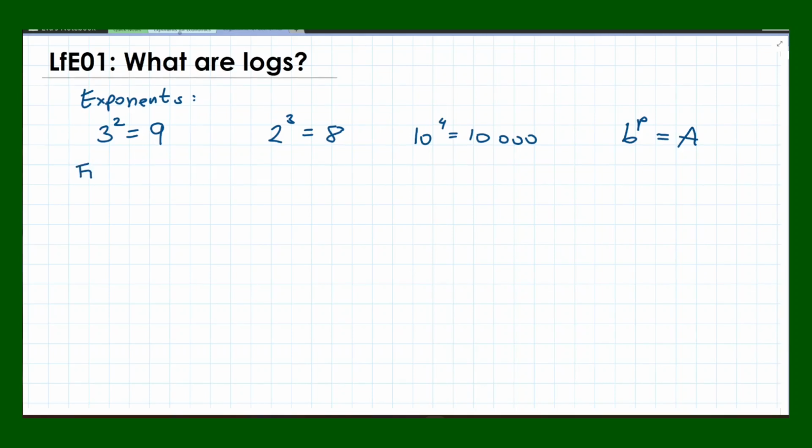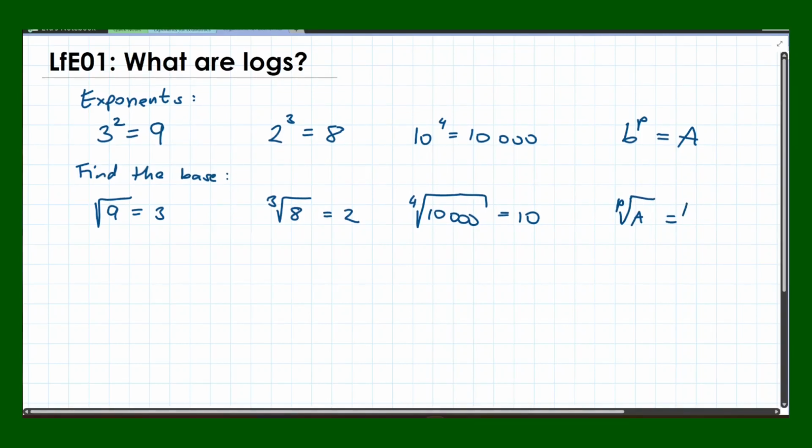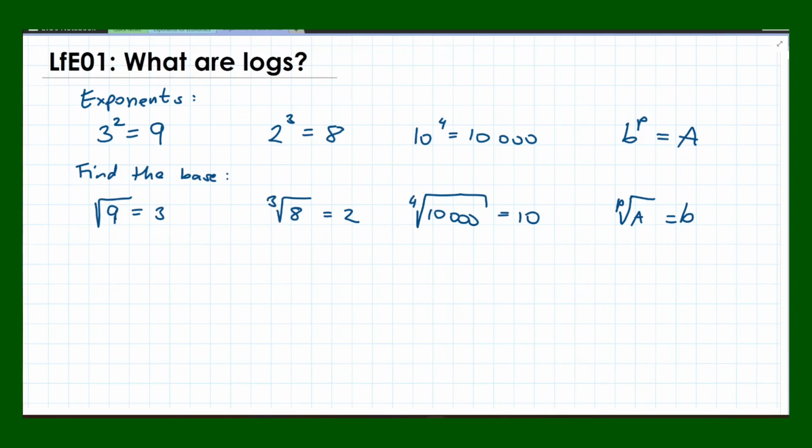Now, how do we find the base? When we want to find the base, we just take the root. So, for example, the square root of 9 is equal to 3. I know that the cube root of 8 is equal to 2. The fourth root of 10,000 is going to be equal to 10. So, in general, the pth root of a is going to give me back the base. This is all nice and lovely. I hope that you remember this from the video in the exponent series where we discussed the roots, so I will link it for you if you don't remember.